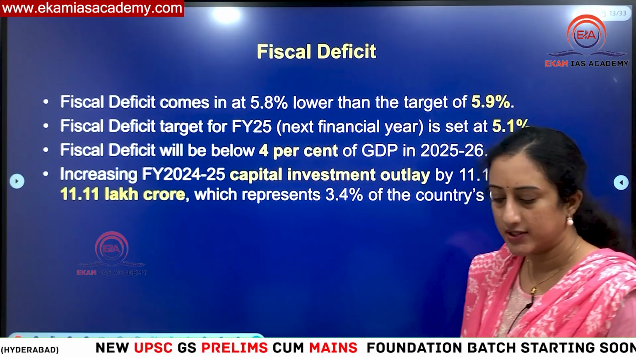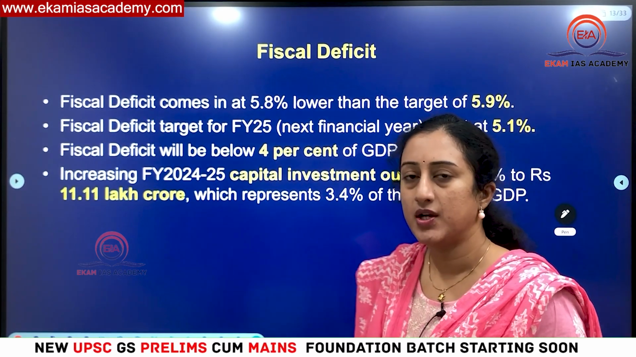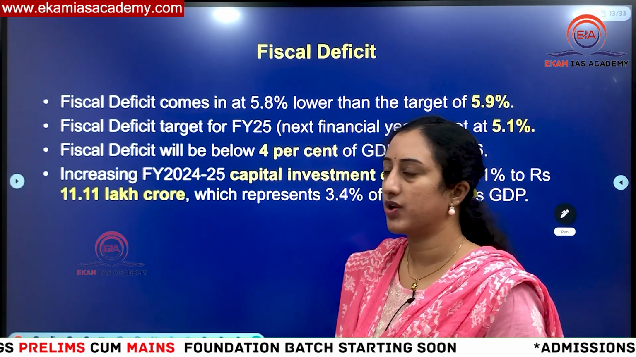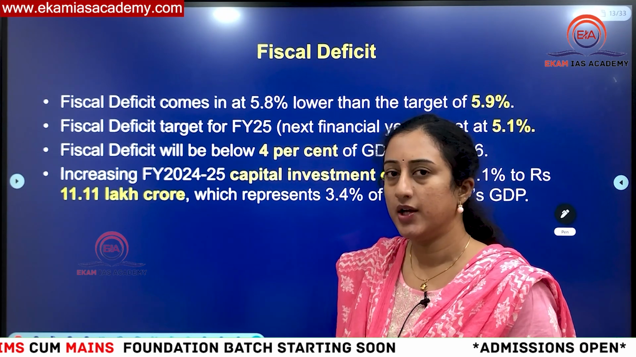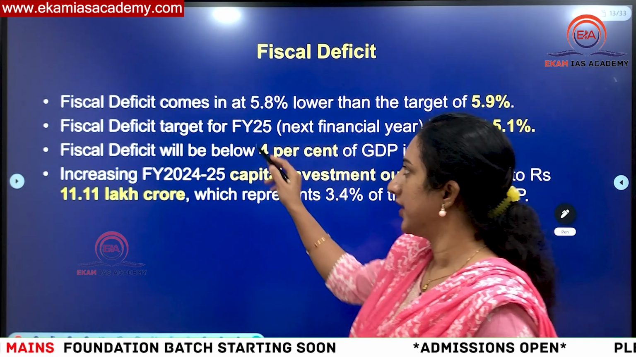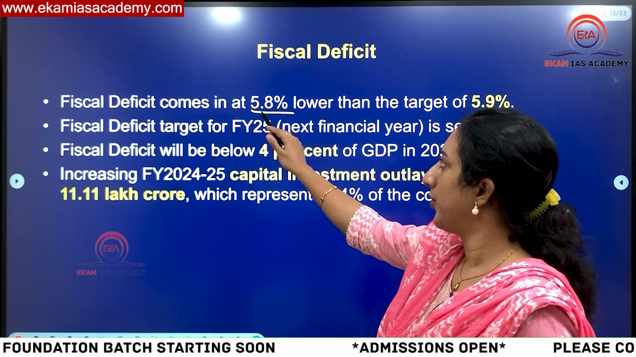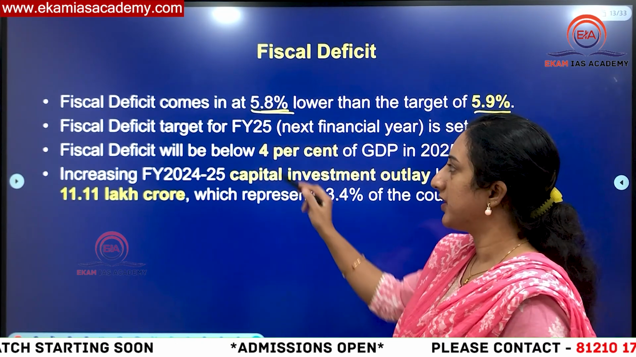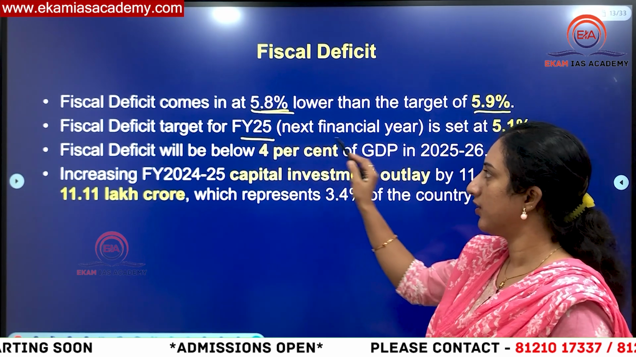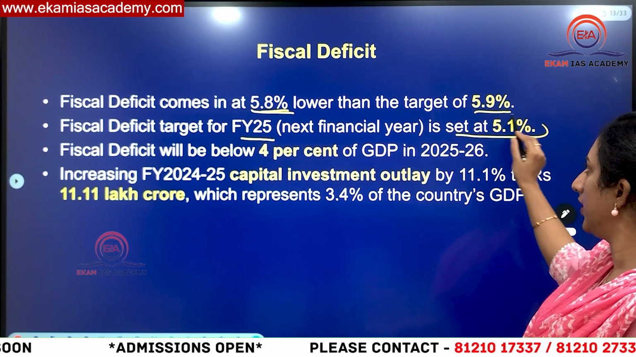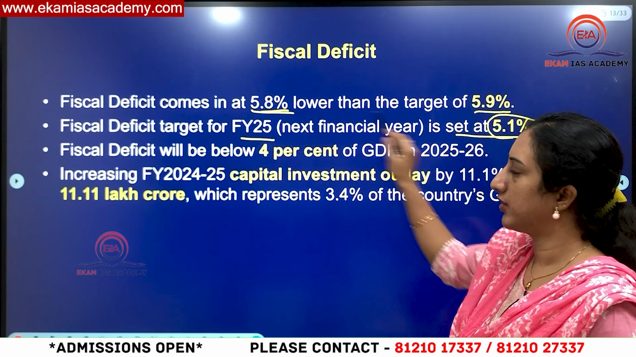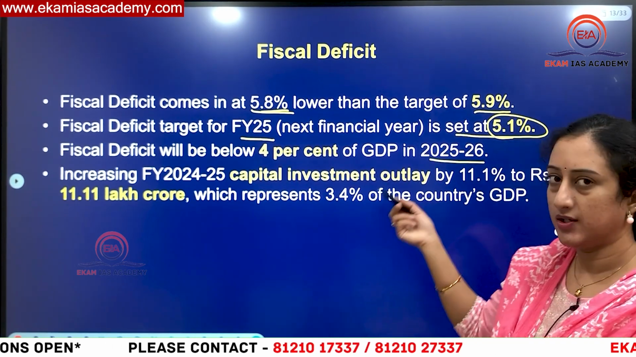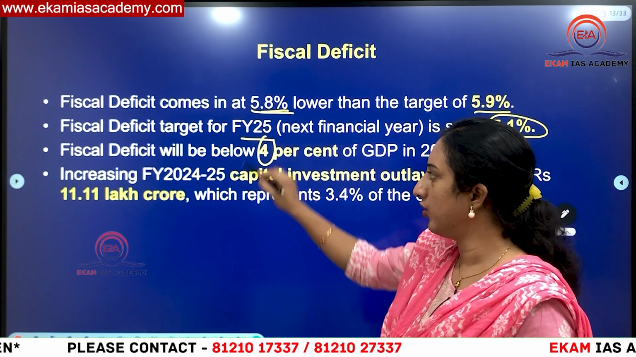Then what is fiscal deficit? Fiscal deficit means the gap between the revenue and expenditure for the government of India. Whatever it is earning and whatever it is spending, that gap you call fiscal deficit. So it is at around 5.8%, which is lower than the 5.9% target. But in the coming fiscal year, they wanted to set it around 5.1%, and by next year we wanted to achieve below 4%.